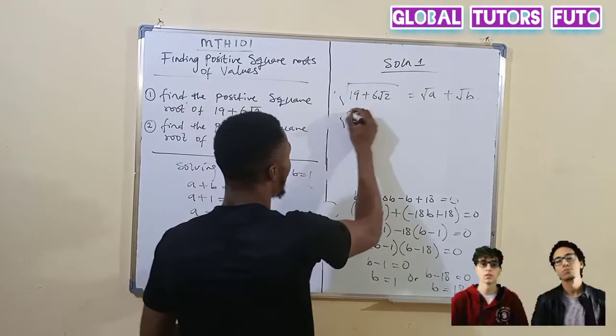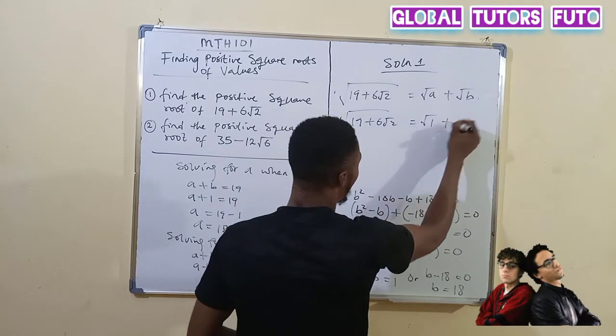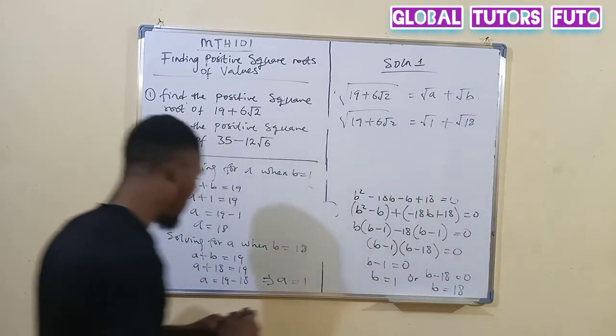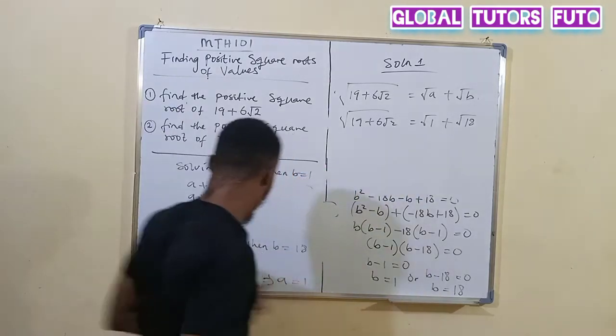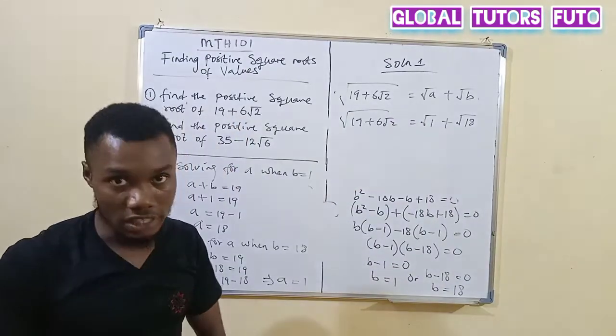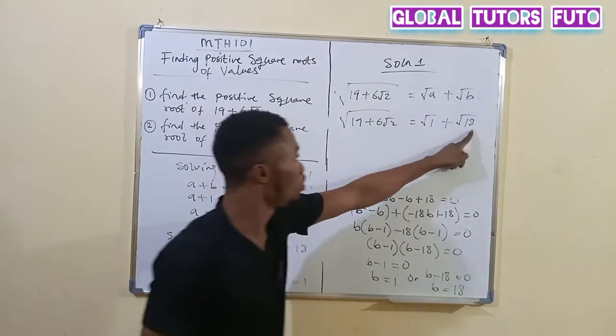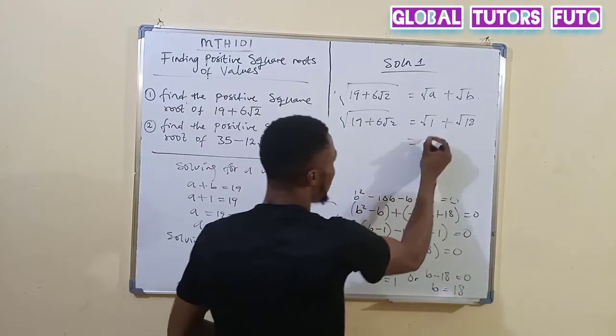So the positive square root of 19 plus 6 root 2 will be equal to square root of 1 plus square root of 18. So this is what we have, okay? Because a can be 1, a can be 18, b can be 1, b can be 18. So just share it the way you want. You can put 1 here, put 18 here, or you put 18 here and put 1 here. So square root of 1 will give you 1 plus.